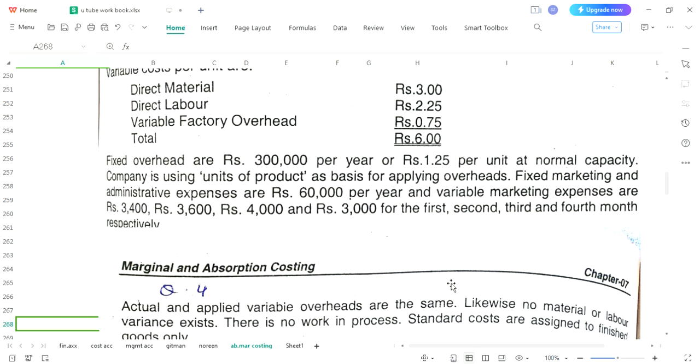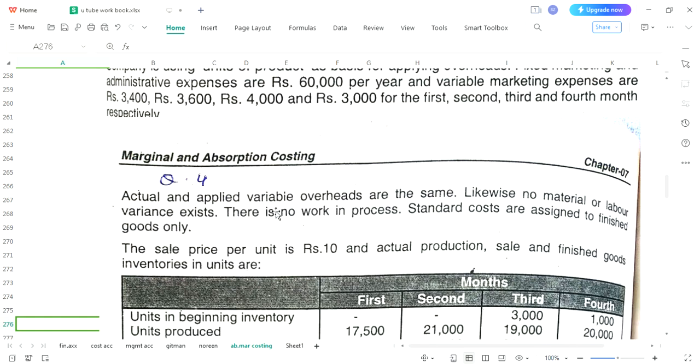Why are two different elements given? I'm saying one sort of expense is given on an annual basis, per year. Fixed expenses are given per year, while variable marketing expenses are given per month. So these two amounts are not matched with each other. So let's go next. Actual and applied, this and that. Okay, this detail is not important.